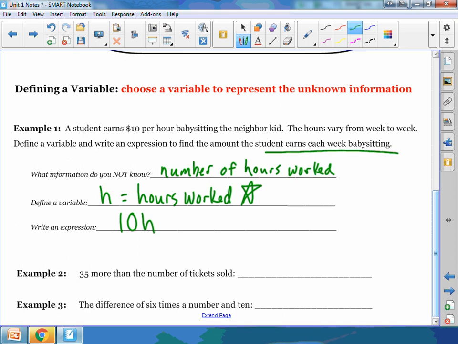So now when I find out what H is, when this student comes in and says, well, yeah, I worked 7.5 hours last week. All right. Plug it into that equation or expression. I worked 20 hours. Plug it in. I worked 2 hours. Plug it in. This changes every week. All right.